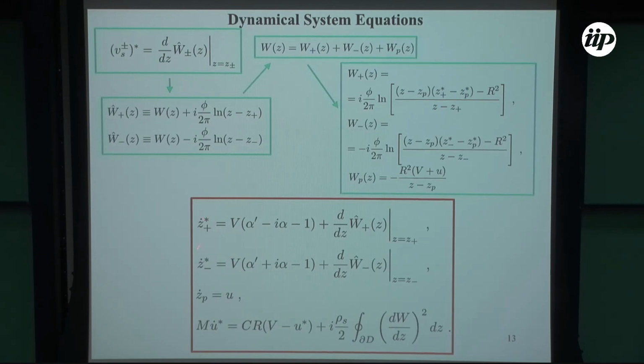So Z plus dot, Z minus dot, Z_P dot, and then you have here the equation for the force acting on the particle, which is a combination of the drag force plus a contribution given by the Blasius theorem. This is the pressure contribution associated to the superflow around your disc-shaped particle. Here we have the contributions that come from the Schwarz description. And this is like a tautological definition. U is the velocity of the particle, which is just Z_P dot. So we have a dynamical system, a first order system of differential equations.